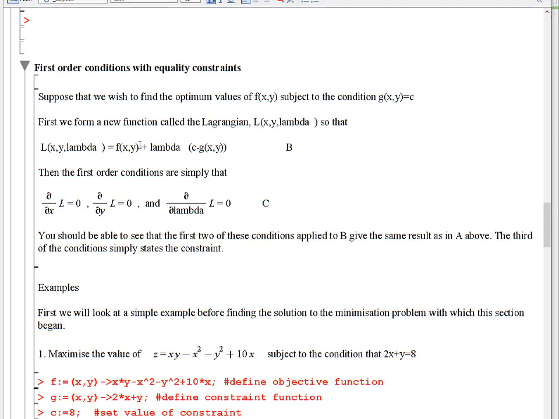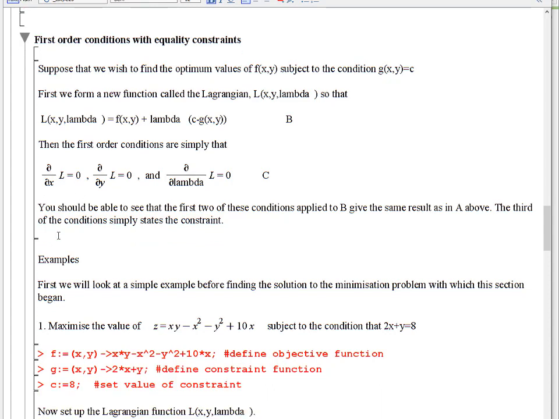And the first order conditions are simply that, as usual, as though this was an ordinary function you were trying to optimize without constraints. All of the first derivatives have to be 0. And you should be able to see that the first two of these conditions give the same result as in A above.